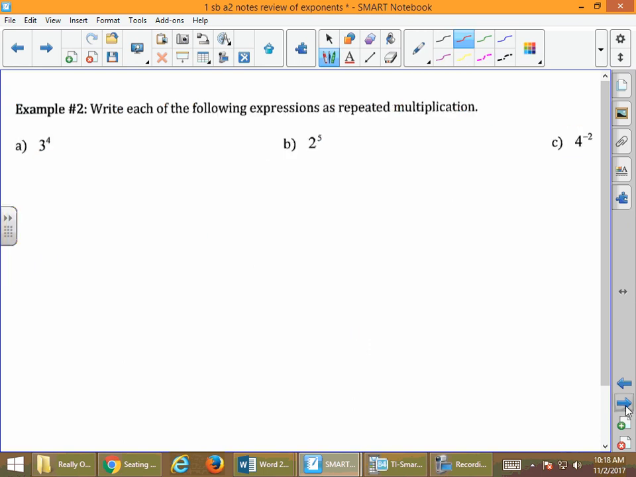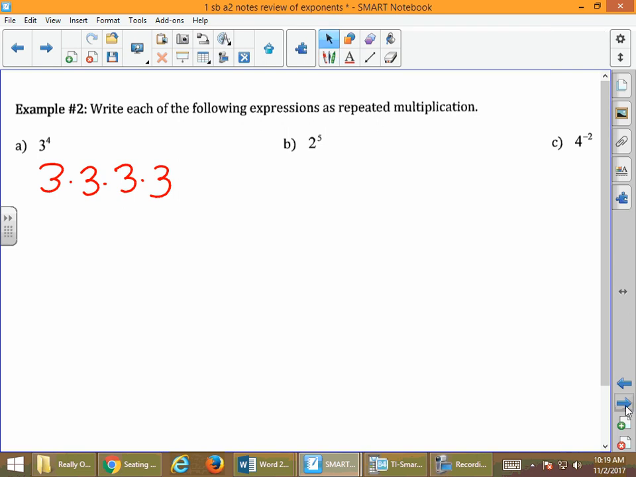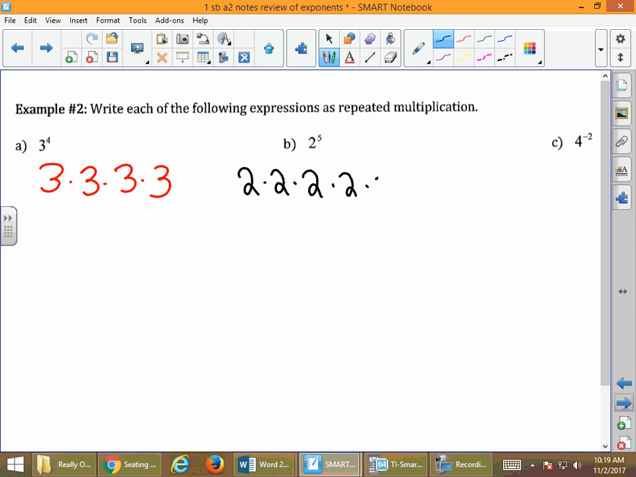In the first example, it says, write each of the following expressions as repeated multiplication. Well, 3 to the 4th just means 3 times 3 times 3 times 3. Repeated multiplication. 2 to the 5th is 2 times 2 times 2 times 2 times 2, 2 multiplied by itself 5 times.